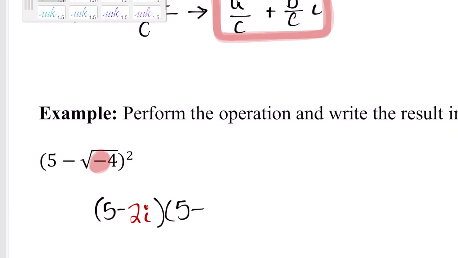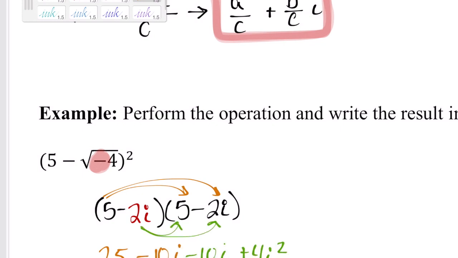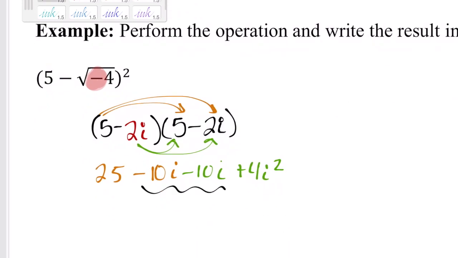And because I have a square, that means I'm writing this twice. And I can do my distribution. Simplifying my like terms and changing my i squared to negative 1, I end up with 21 minus 20i. And I don't have any fractions here, so this is as standard as it's going to get.